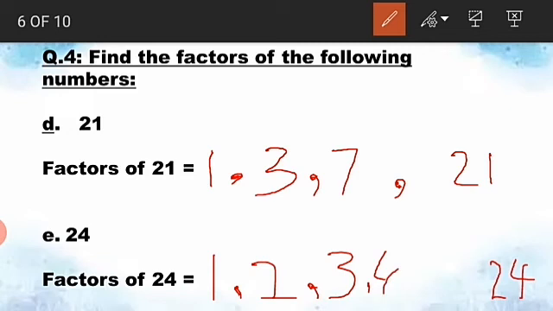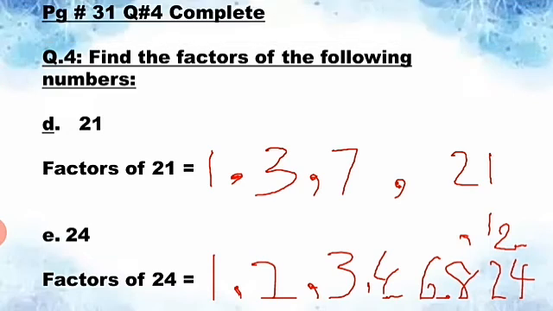Now after 4 we have 5, no, 5 is not a factor. 6, yes, 6, and 8, yes, 8, and what else is there after 8? 12, yes, and after 12 we have 24. So we have 1, 2, 3, 4, 6, 8, 12 and 24. 1, 2, 3, 4, 5, 6, 7, 8 factors. Okay, so these are the factors of 24. Now class, the remaining parts you will solve by yourself.